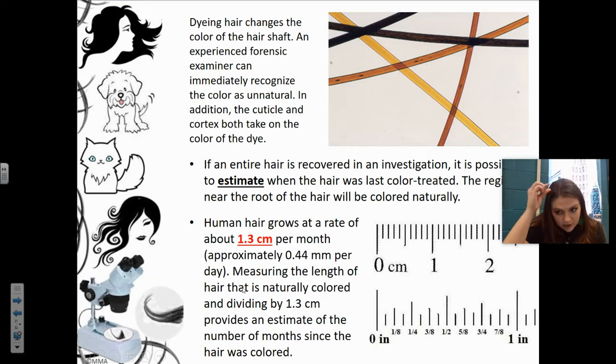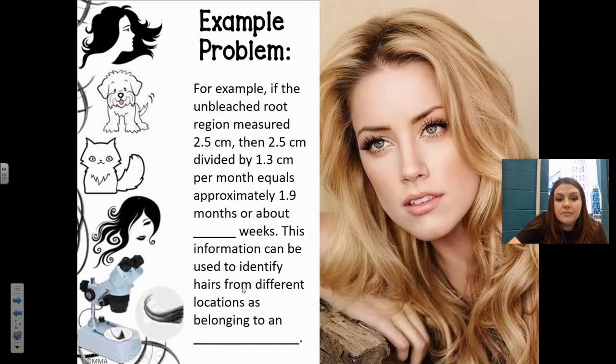So measuring the length of the root, you can say okay, it's been 1 month, 2 months, 3 months. That's how long ago they dyed their hair. A little example problem: if we were looking at her root, she just got a little bit of root showing. For example, if the unbleached root region measured 2.5 centimeters, then 2.5 centimeters divided by 1.3, which is how much our hair grows per month, equals about 1.9 months since they dyed their hair, which is about 7.5 weeks. That's almost 2 months.